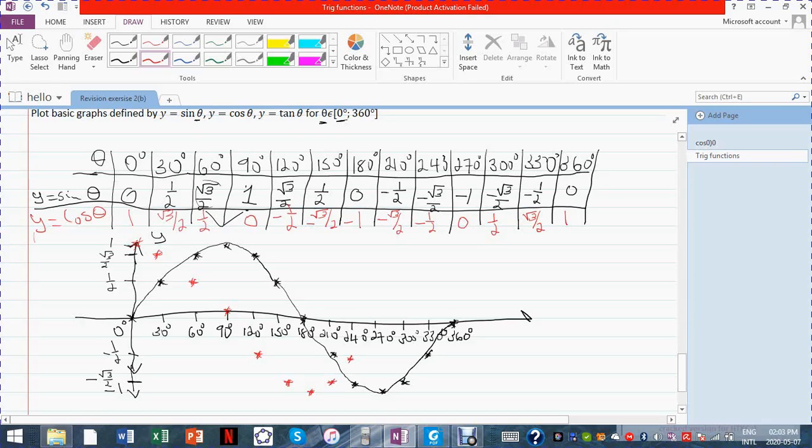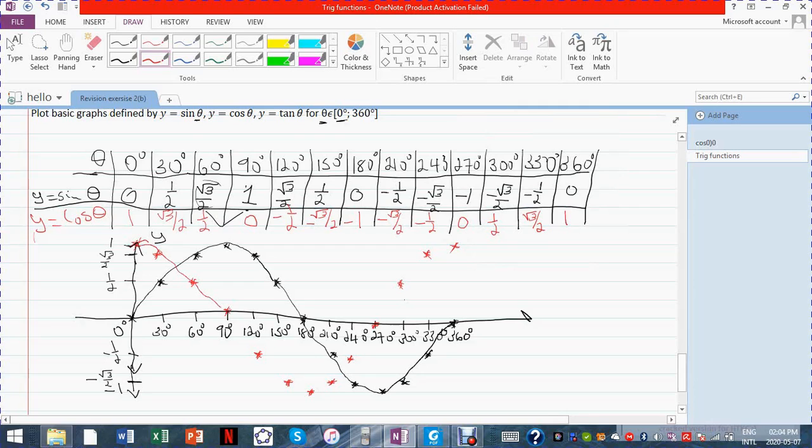Cos of 270 is 0. Cos of 300 is a half. And then cos of 330 is root 3 over 2. There it is. And then cos of 360 is 1. So we can go on and plot our graph. So join the points together.